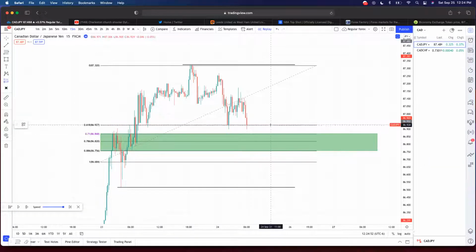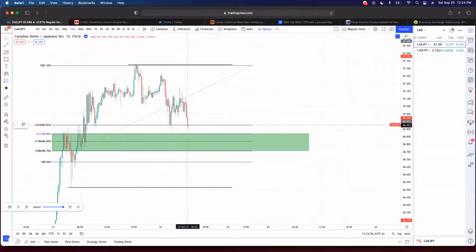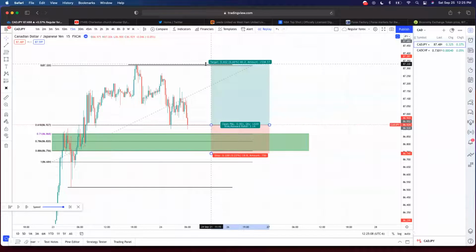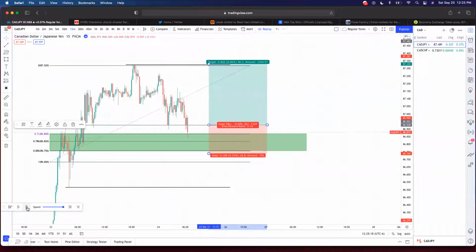Okay, so if someone was going to enter at the 618 fib here, which is not bad because it's 6 a.m., this is the opening of New York session. So this is not a bad entry. Your stop loss will be just below the 886 fib, and your target will be at the last high. So that's a 1 to 2, which is not horrible. Okay, so let's keep going. This happened the next 15 minutes.